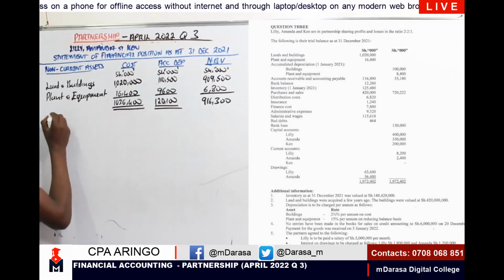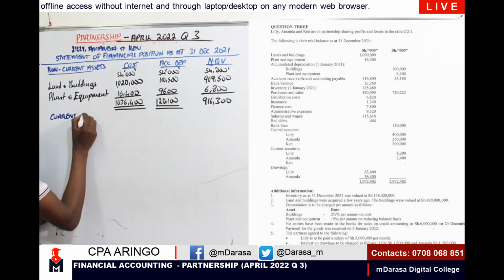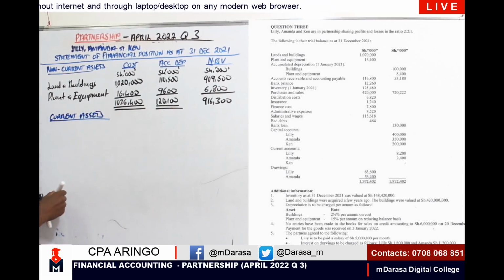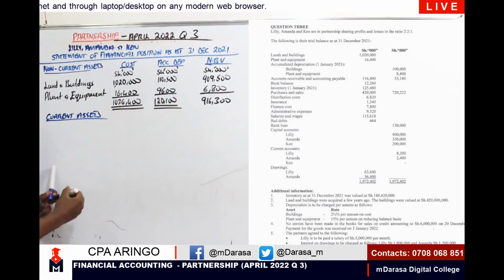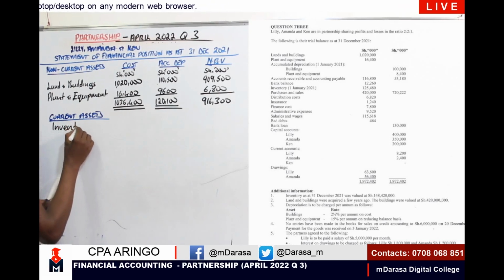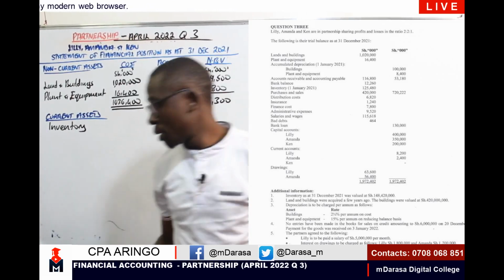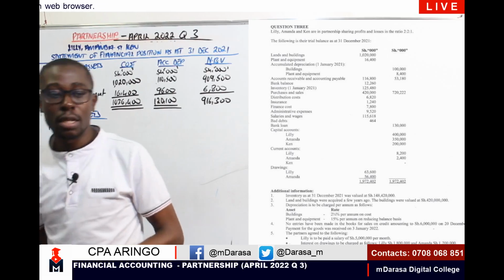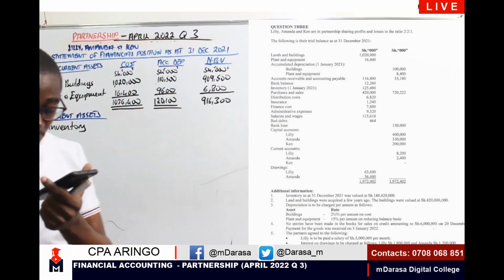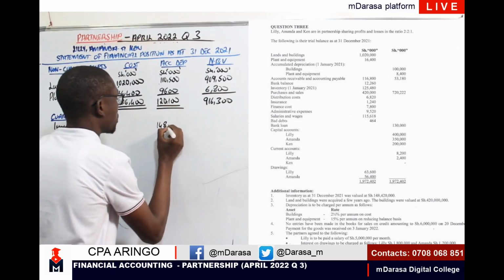Then we proceed to our current assets. Current assets, we start with the order of liquidity. So I'm going to start with our inventory. Inventory, how much are we given? Of course, that was in note 1. Check note 1. Inventory, I was given a figure of how much? We're told that I'm having a figure of 148,420.